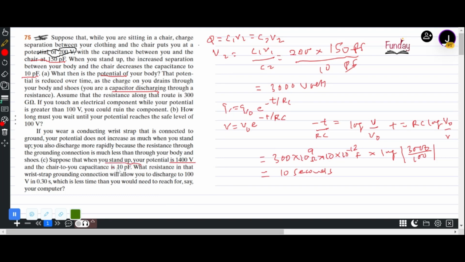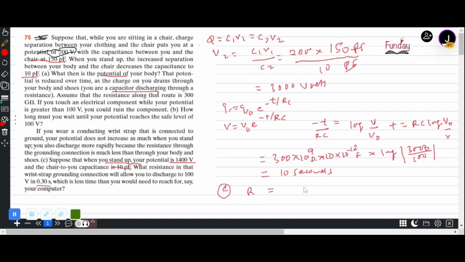Now next question is, suppose that when you stand up, your potential is 1400 volts and the chair to you capacitance is same, 10 picofarads. What resistance in the wrist strap grounding connection will allow you to discharge to 100 volts in 0.3 seconds, which is less time than you would need to reach for say your computer.